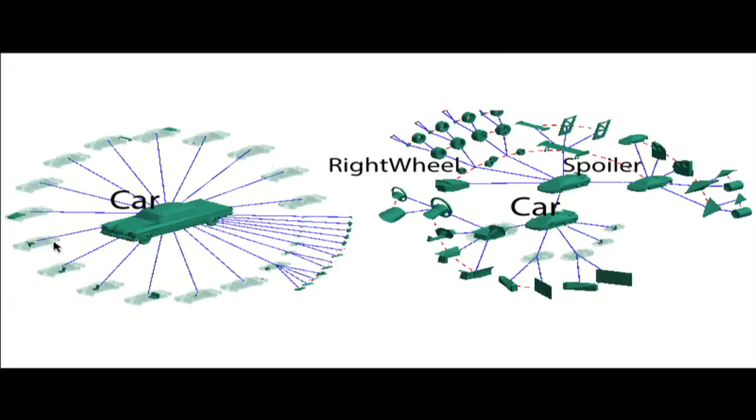So anyway, two more examples. Here the hierarchy is mostly flat, so all of the parts have just been made children of the car. And yeah, this is just a different hierarchy in a different way.